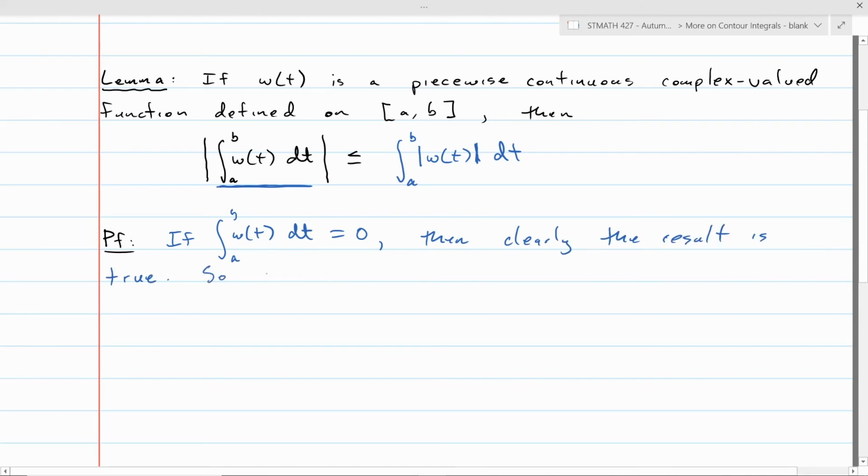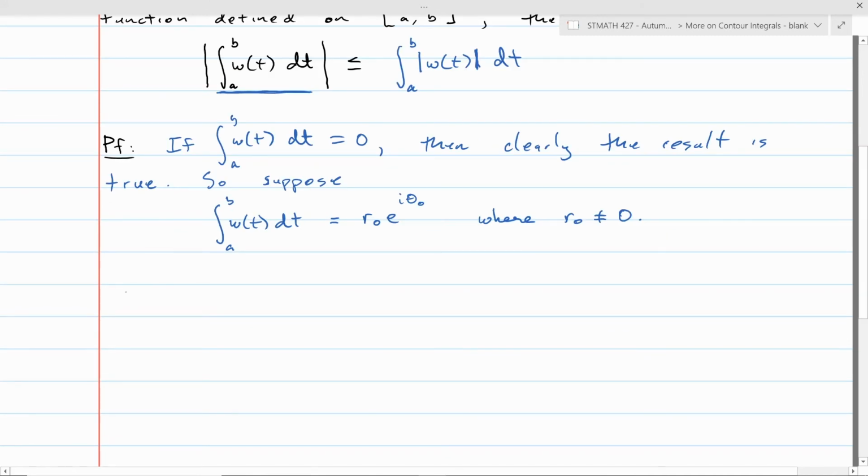So let's suppose that integral is not 0. When you do the integral inside the modulus on the left, you get some complex number, and it's not equal to 0 at this point. So let's suppose the integral from a to b of w of t dt equals r naught e to the i theta naught, where r naught is not equal to 0.